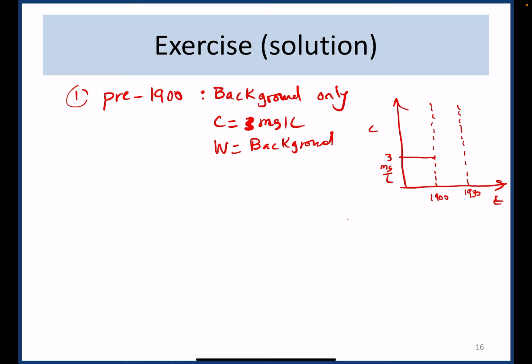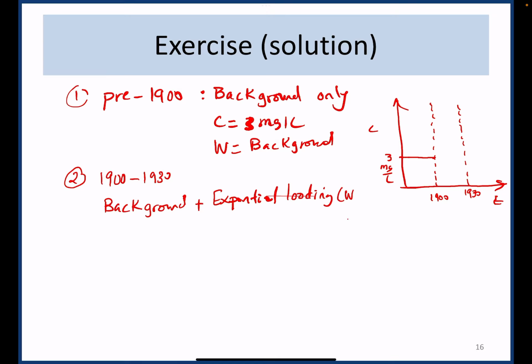Okay. Let's look at the next interval. Number 2, from 1900 to 1930. You can see that you have the background first, because the background is the background. It's coming up from a previous loading, plus there is exponential. Okay, exponential loading, of course, W. And thus you could use the equation that we have.